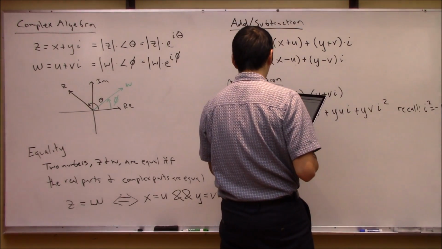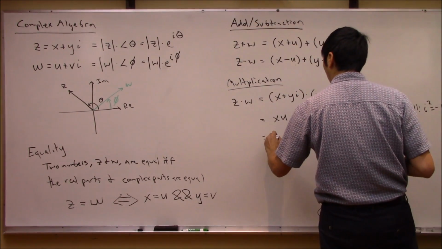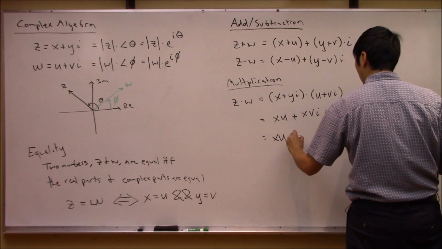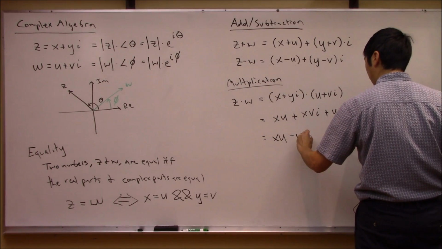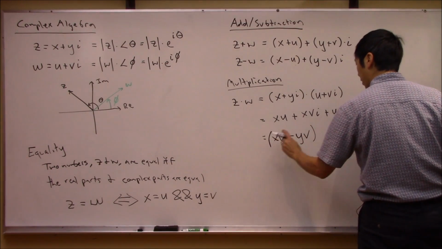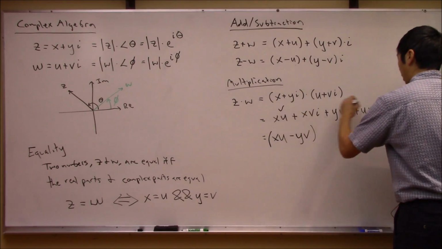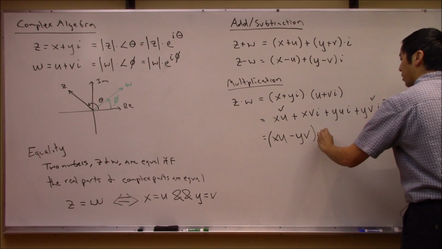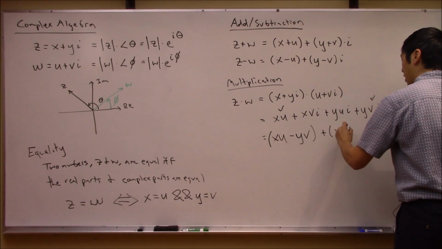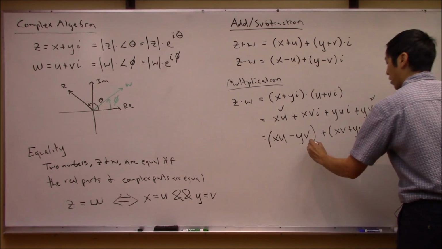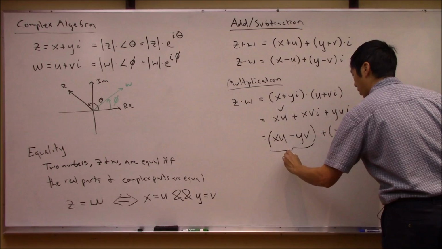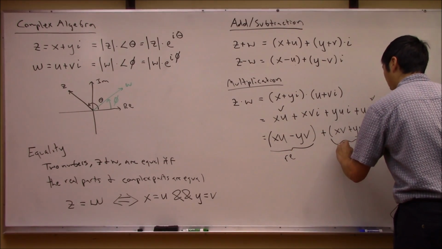Let's group these terms. So we end up with xu, and I'm going to move this over here. So this is going to be minus yv, right? That's this and this term. Plus now xv plus yu, times i. Okay? So in other words, here's your new real component, and here's your new imaginary component of your number.